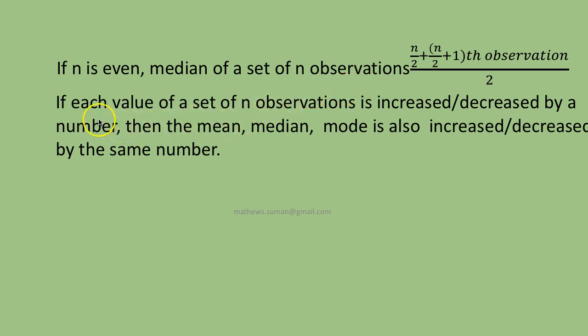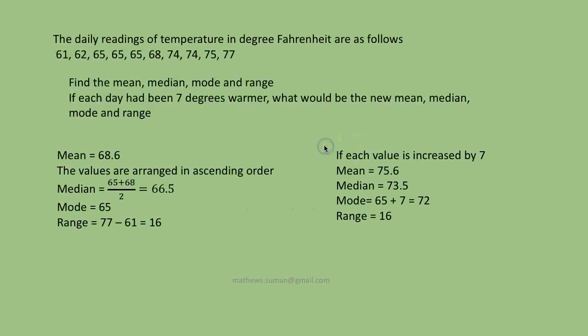The next formula states that if each value of a set of n observations is increased or decreased by a number, then the mean, median or mode is also increased or decreased by the same number. Coming to the first problem, the daily readings of temperature in degree Fahrenheit are as follows. So you have 10 readings. Find the mean, median, mode and range.